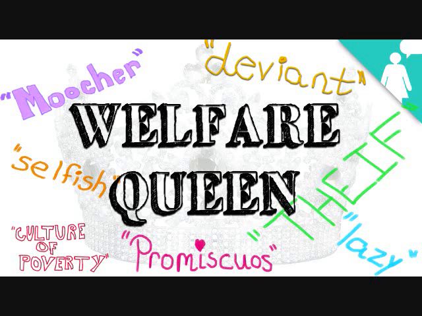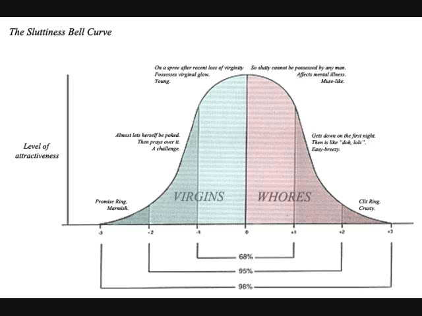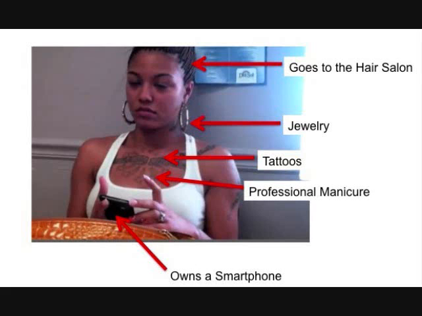So the term welfare queen had been thrown around for many, many years, and it was always looked at as women of color or women who were black as being welfare queens, when in fact they found that the welfare queen was white. So you also have women who are coined as being virgins or being the other. They use the bell curve.